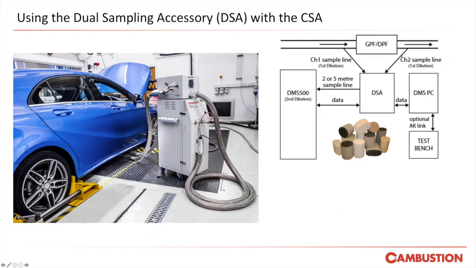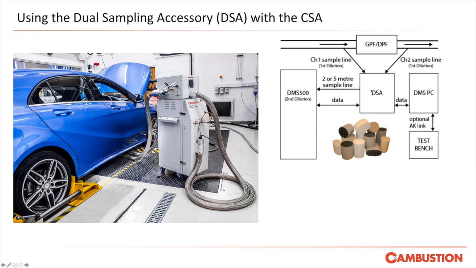Okay. This really is my final point now. We have this piece of equipment called the dual sampling accessory. It's been around for a few years in a couple of different forms. It essentially allows you to sample between two points into the DMS, upstream with a GPF or DPF and downstream usually, so you can do filtration efficiency studies.